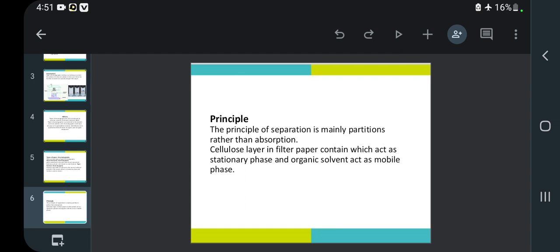So what's the principle behind paper chromatography? The principle of separation is mainly partition rather than adsorption. The cellulose layer in filter paper contains water, which acts as the stationary phase, and the organic solvent acts as the mobile phase.